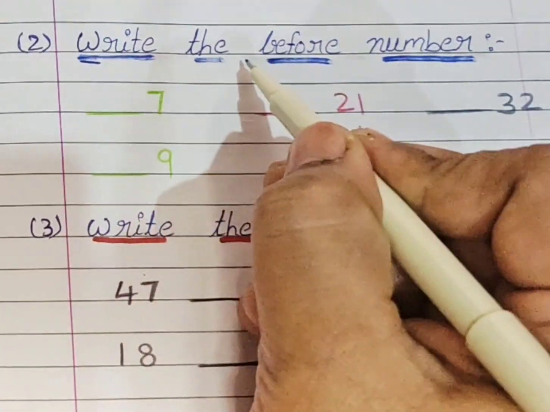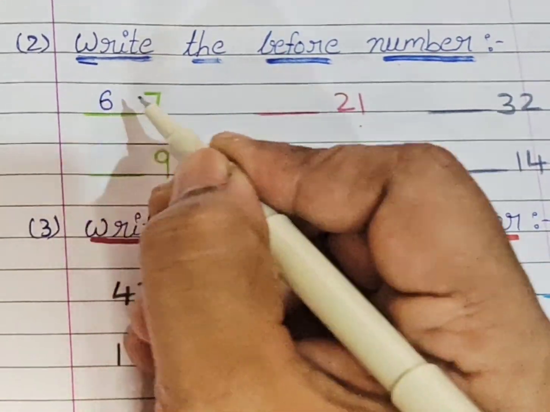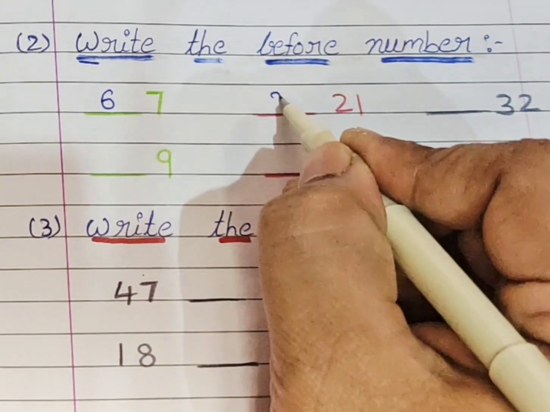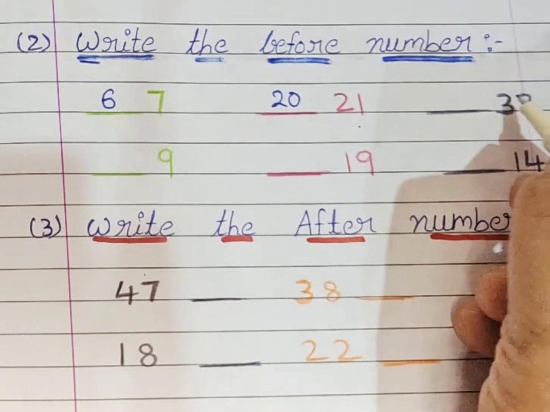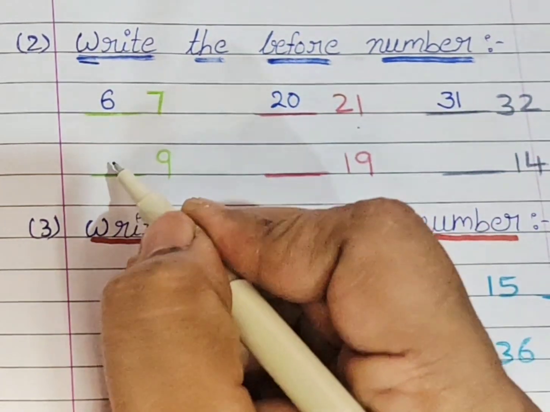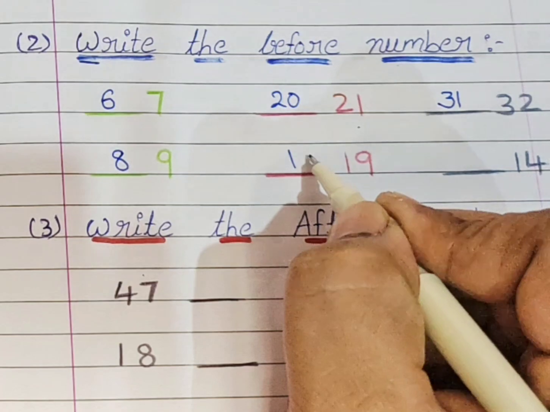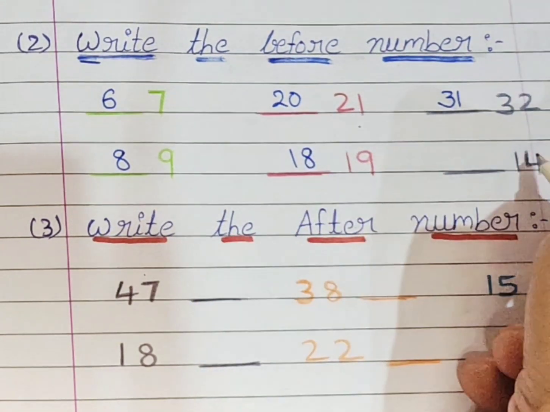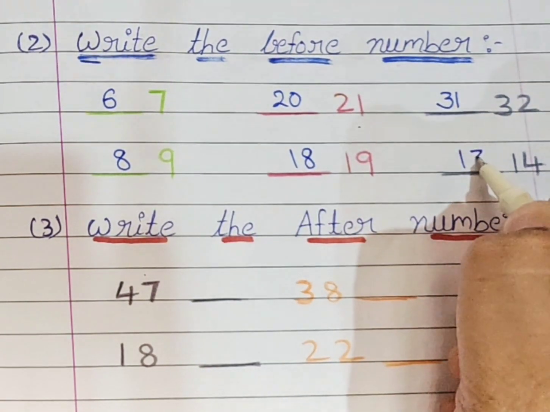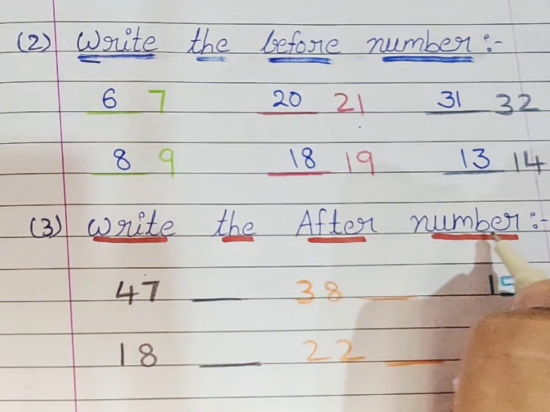Here, write the before number. So 6 is before 7. 20 is before 21. 31 is before 32. 8 is before 9. 18 is before 19. 13 is before 14.